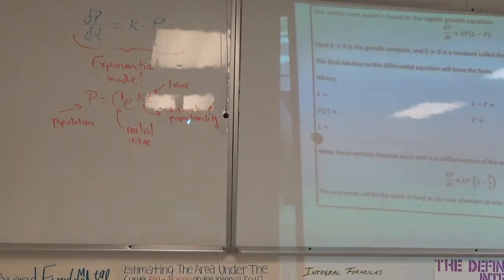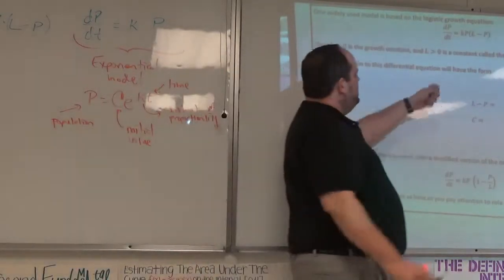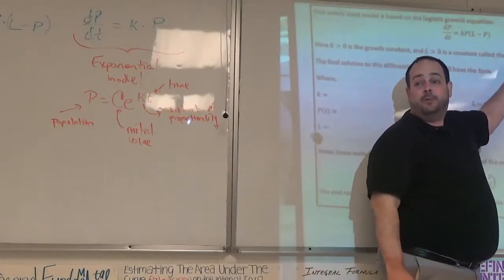Logistic growth. And the way that that works, we've got dP/dt, the rate of change of your population, is equal to, what's the equation? You just have to know it on sight. K times P times (L minus P). So dP/dt equals K times P times (L minus P).